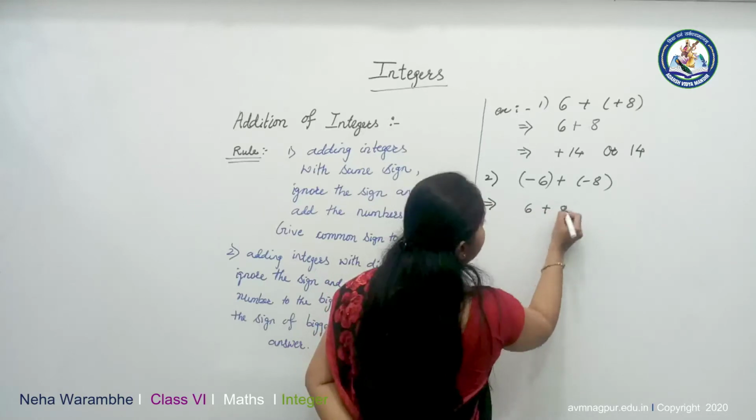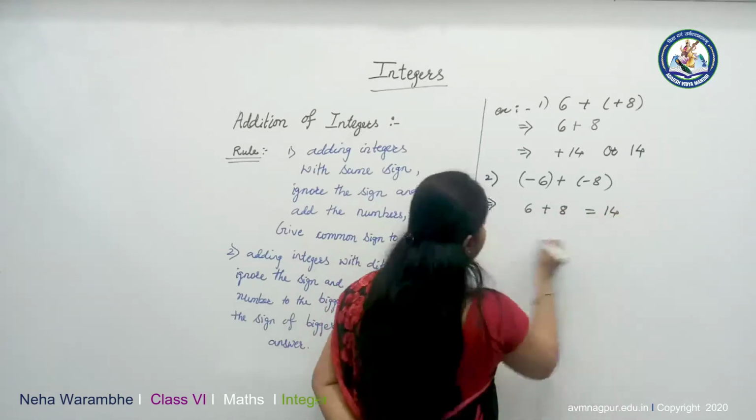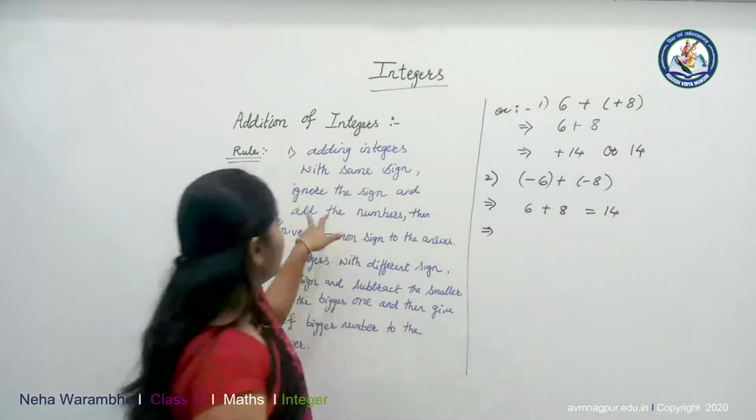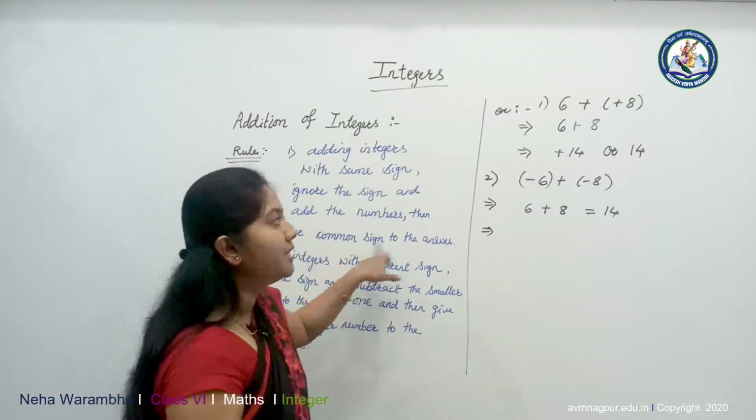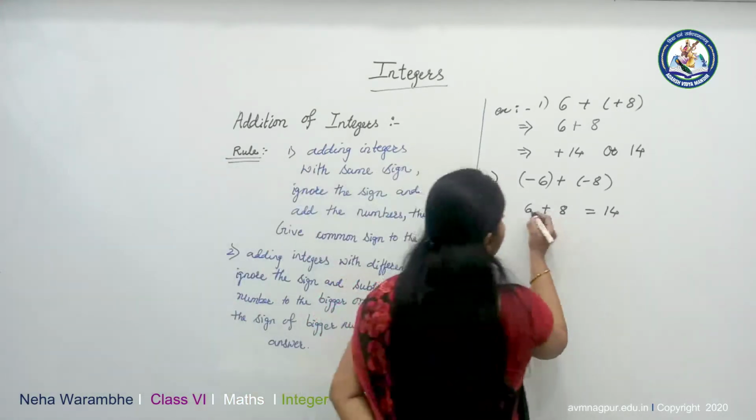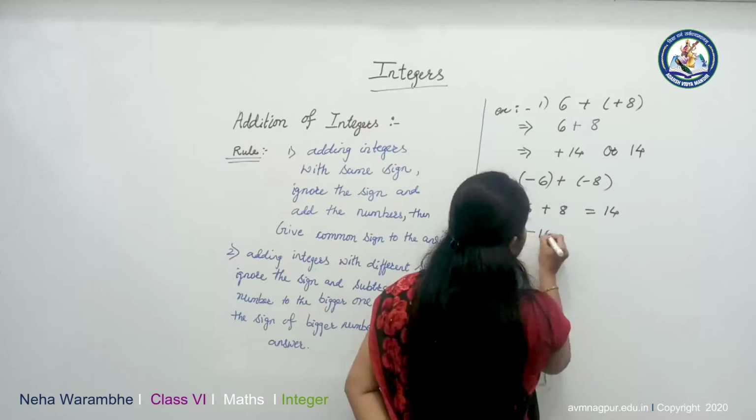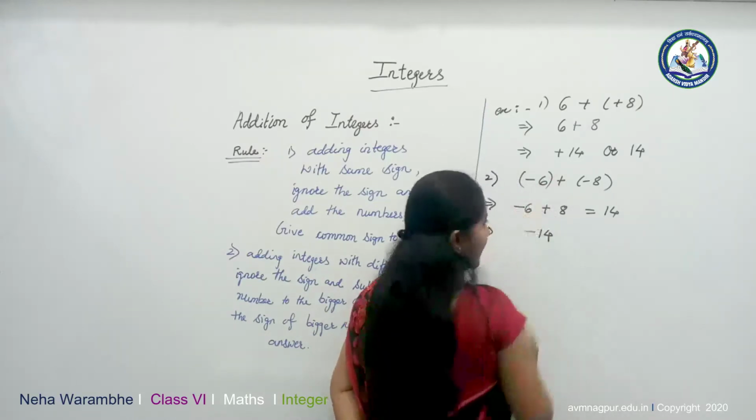6 plus 8 is 14. But add the numbers and give the common sign to the answer. Common sign to the answer means this minus 14. But write minus 6 as it is.